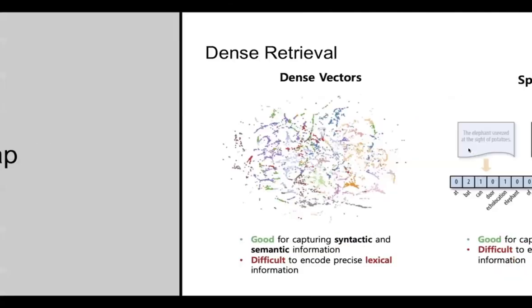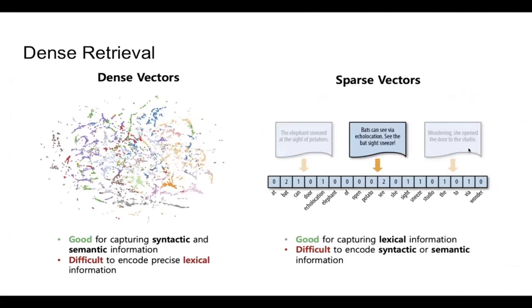All right. Okay, let's start with the recap, lecture 8 recap. Last lecture, we talked about dense retrieval, and we saw the differences between dense vectors and sparse vectors. Dense vectors are good for capturing syntactic and semantic information, but sometimes not so precise about lexical information. This is because dense vectors will think that, for instance, the word Einstein and the word Tesla should be similar because they're both scientists, whereas sometimes we want to explicitly distinguish between them.